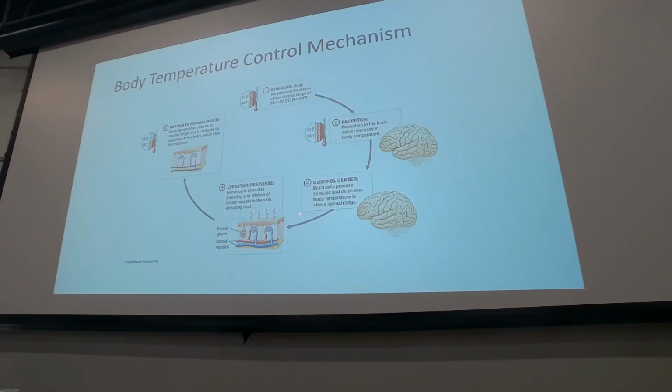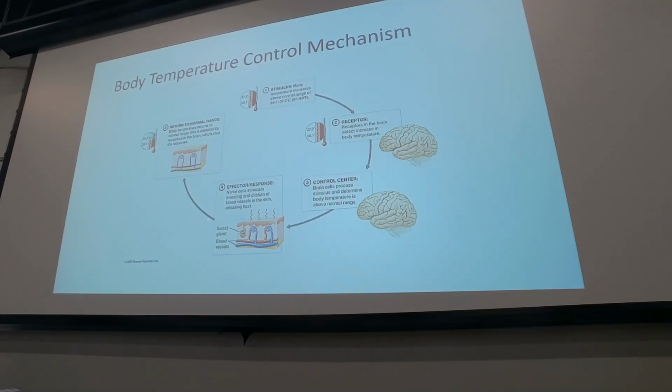detect that change, and it's going to send a signal to the blood vessels in your skin so that they can increase the blood flow. That increase of blood flow allows the dissipation of heat through the skin, and also through sweat, through perspiration. This is the effector, the specific structure within the body that carries the command that the control center gives.